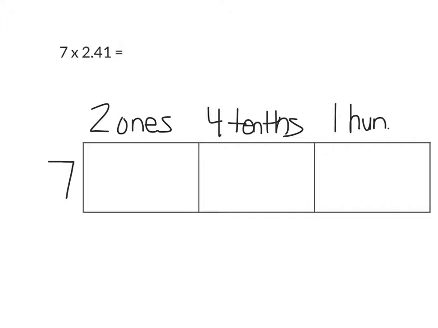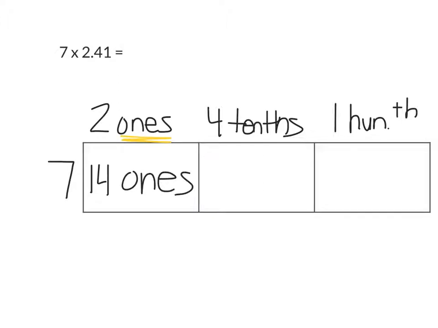I'm going to shorthand this, because I'm going to run out of room if I write the entire word. So now I have 2 ones, 4 tenths, and 1 hundredth. I'm going to multiply each of these numbers by 7. So 7 times 2 is 14. I have 14, and then I need to consider what place value that is. That's where writing it in unit form helps us. And so I have 14 ones.